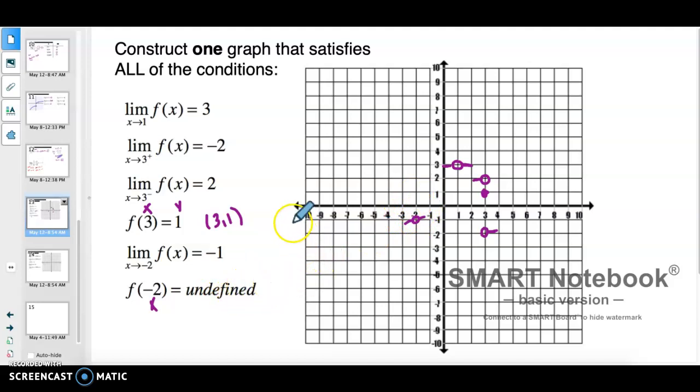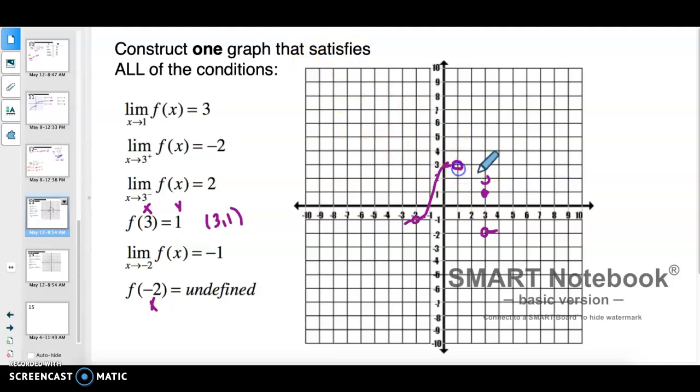So our final step is just connecting everything together. So I know that I've got a dash here and a dash here, so I can just connect those two together. These two dashes, I'm going to erase a little bit just so that it stays a function.